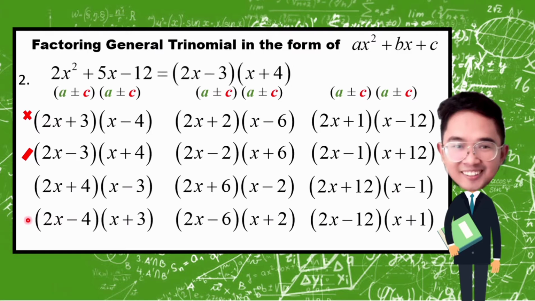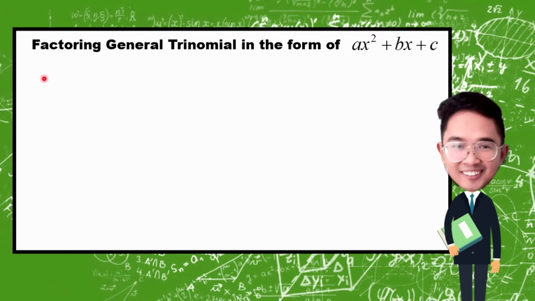Therefore, 2x squared plus 5x minus 12 is equal to the quantity of 2x minus 3 multiplied by the quantity of x plus 4. Let's proceed to the third given.